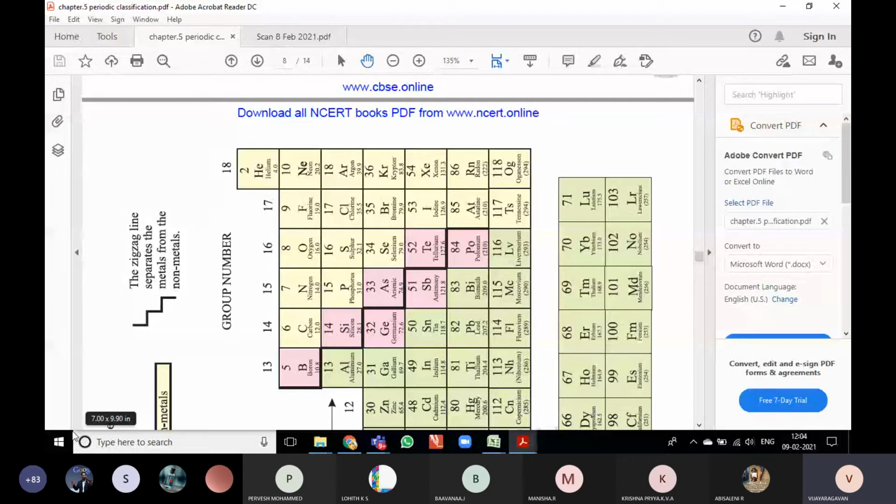So halogens belong to which group? The 17th group. Halogens belong to the 17th group.